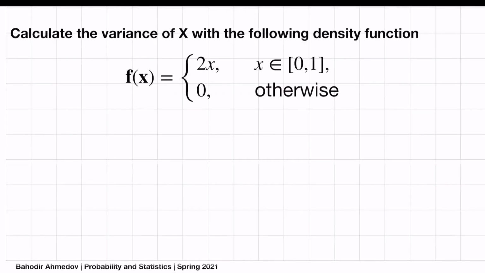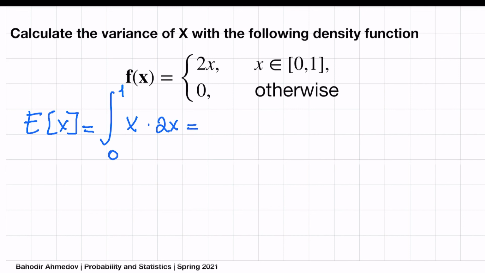So let's say the density function of a random variable is given like this. I would like to find the variance of the random variable X. In order to do this, we need to evaluate the expected value of two random variables, of X and of X squared. The expected value of X is going to be the integration of X times the density function. What is the density function? 2x. And we have to integrate this from 0 to 1.